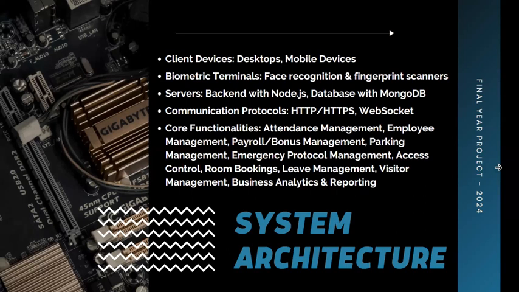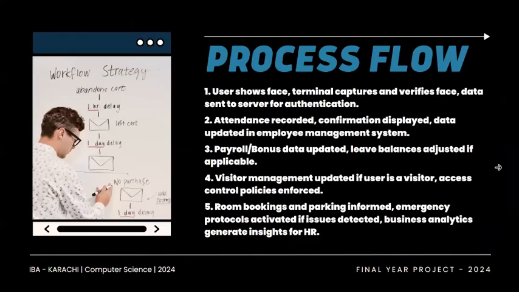The process flow that we can actually see is basically based on when a user comes into a building, into a company, the user shows their face. The terminal captures the face and verifies if that user is allowed to go at that time. And if it's the authentic user that needs to visit the company and is allowed in the company, the attendance is recorded and the confirmation is displayed in terms of live data. We have the data updated in our employee management system.